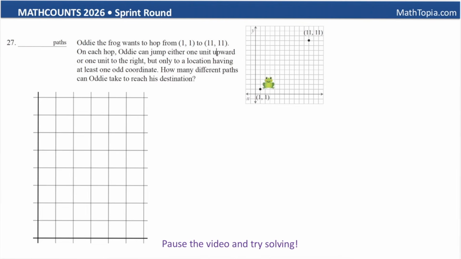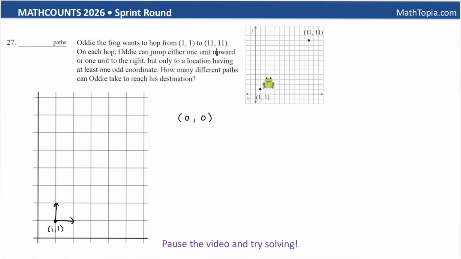To start, I just have a blank piece of graph paper to help us illustrate this scenario more easily. We know that Audie starts at the point (1, 1) and can either move 1 unit upward or 1 unit right. But wherever he lands, it has to be a point with at least one odd coordinate. So let's figure out what that means. Audie starts at the point (1, 1), which is an odd coordinate and an odd coordinate. I'm just using O's to represent odds and E's to represent evens.